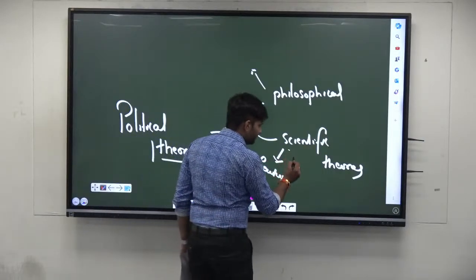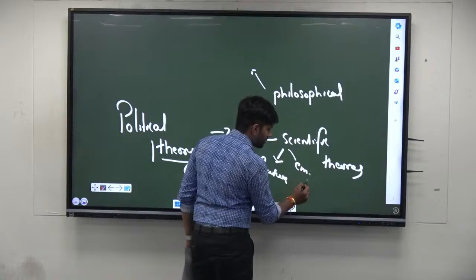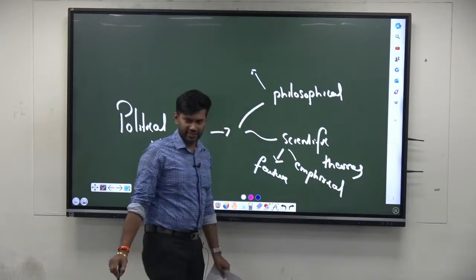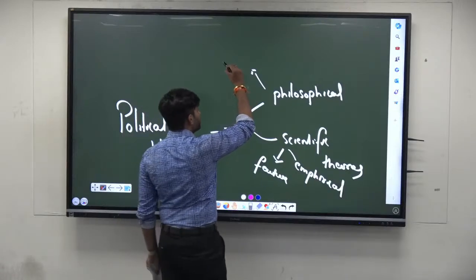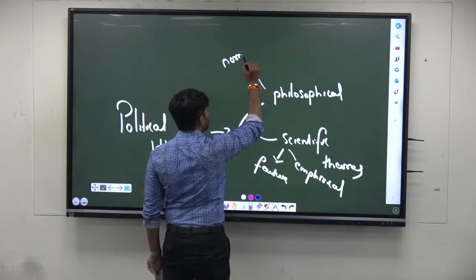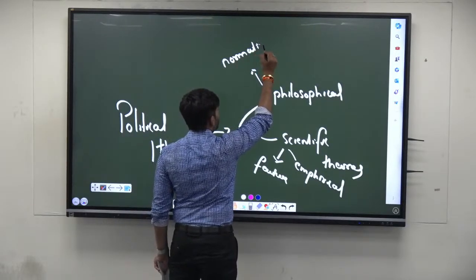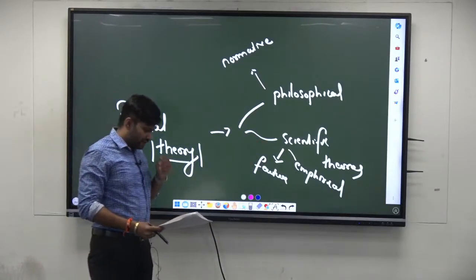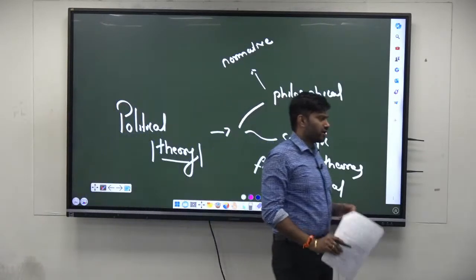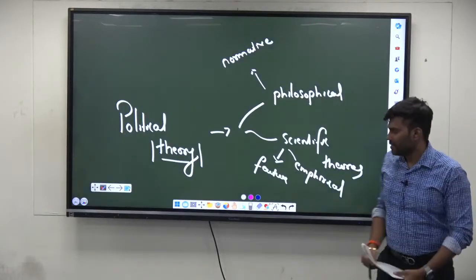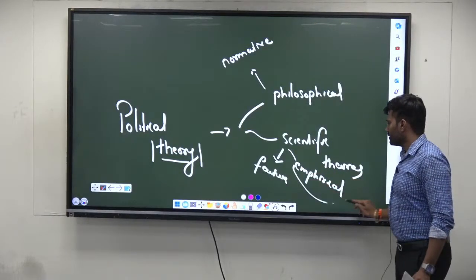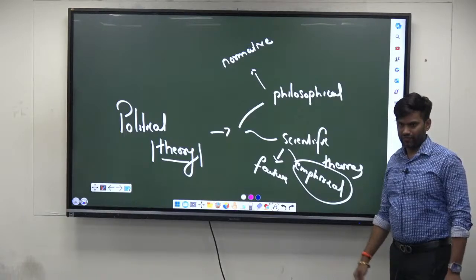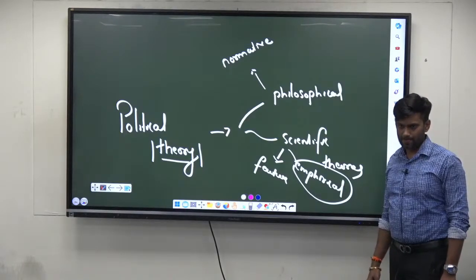You can say scientific theories are empirical in nature. Philosophical theories are normative in nature. So what is the meaning of empirical and normative? Empirical is something which can be verified, where evidence can be provided.